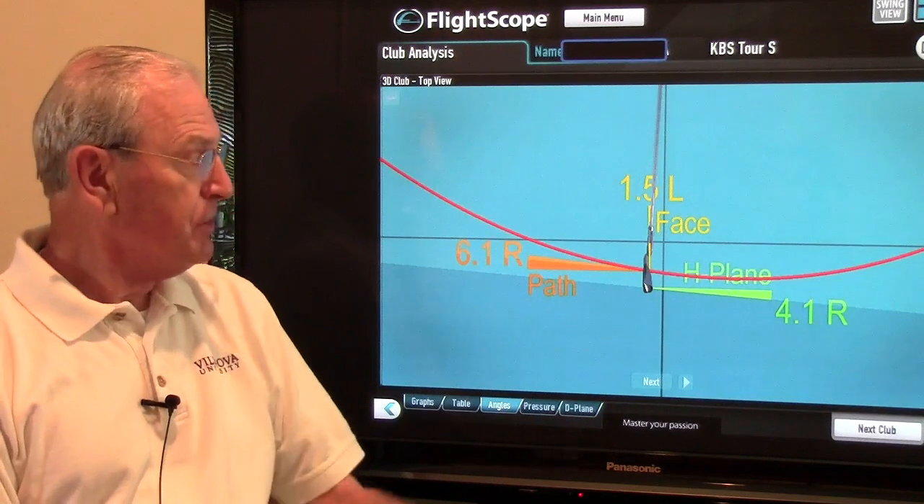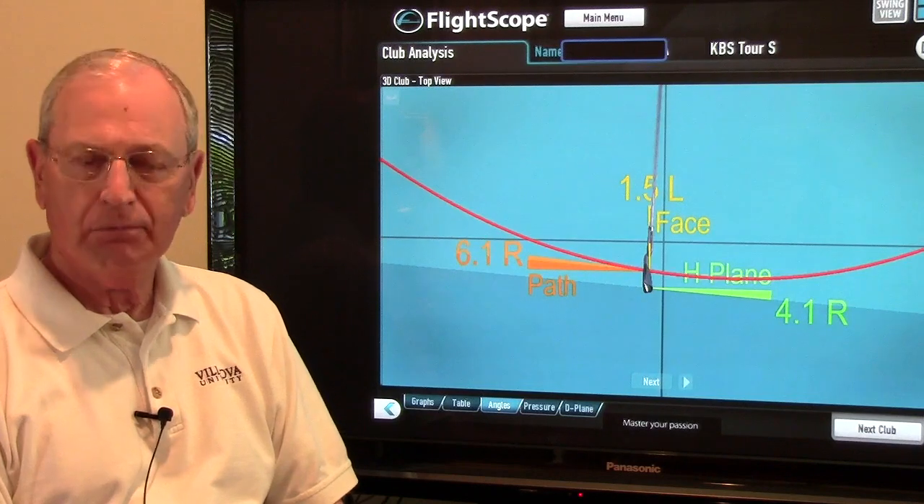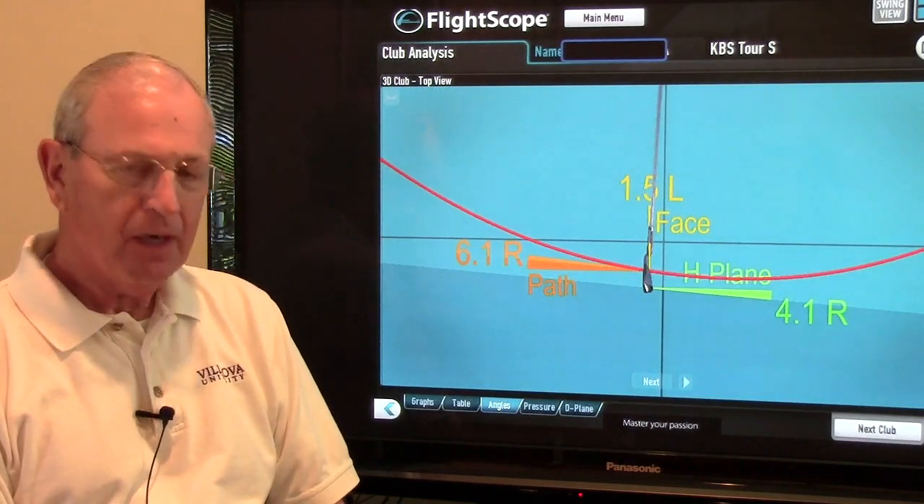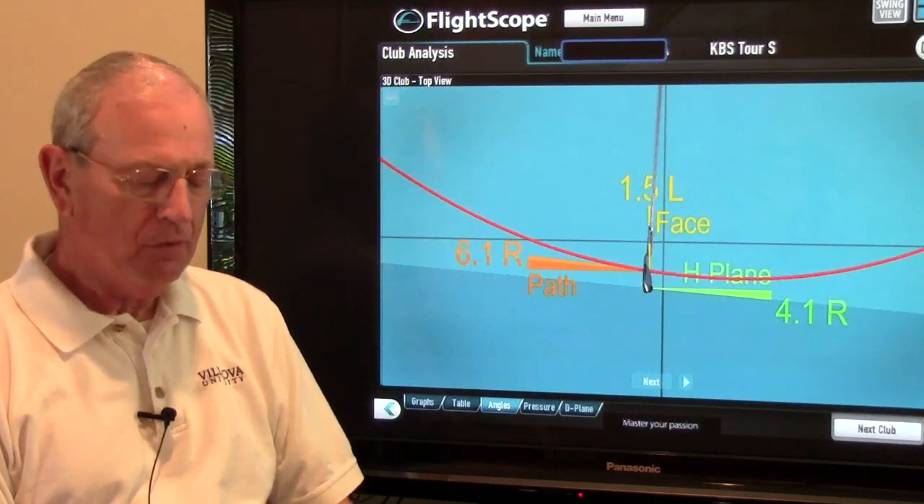First of all, with the KBS Tour, you can see that the swing path is 6.1 degrees to the right, or inside out, and the face angle is 1.6 degrees left of the target line. So what we have here is an inability really to get the club as closely aligned to swing path and face angle as we would like, which is about 2 degrees or less between the two of those.